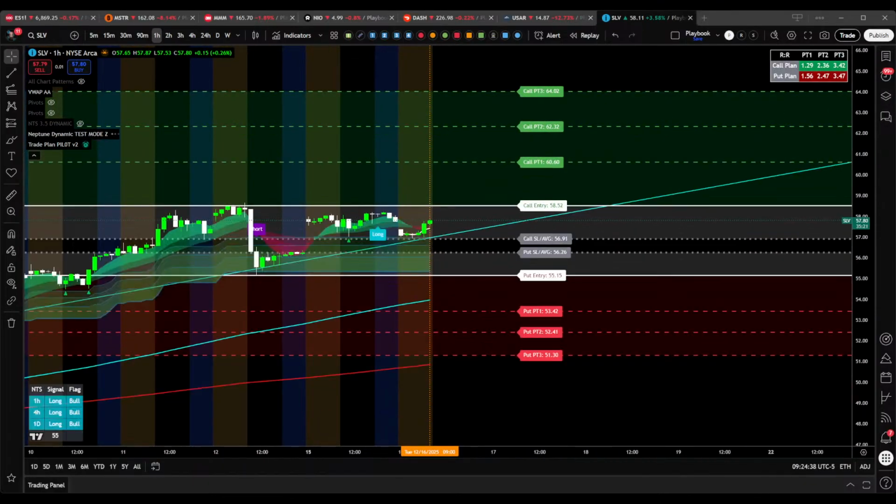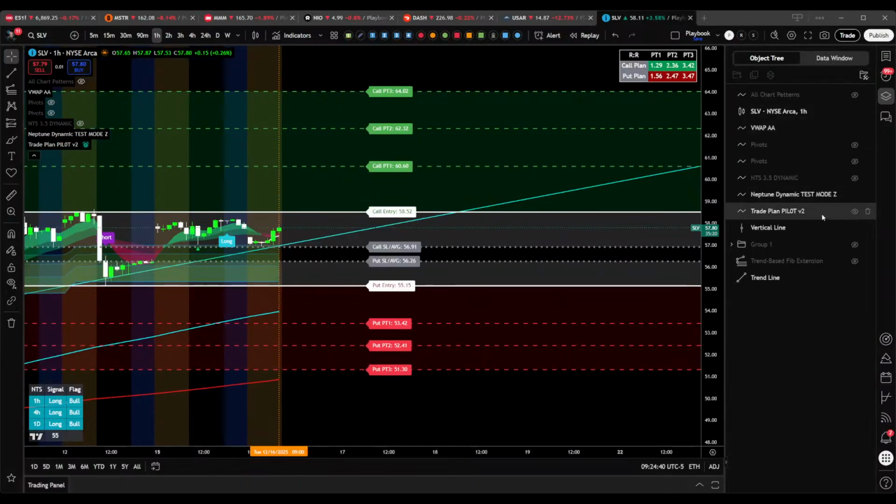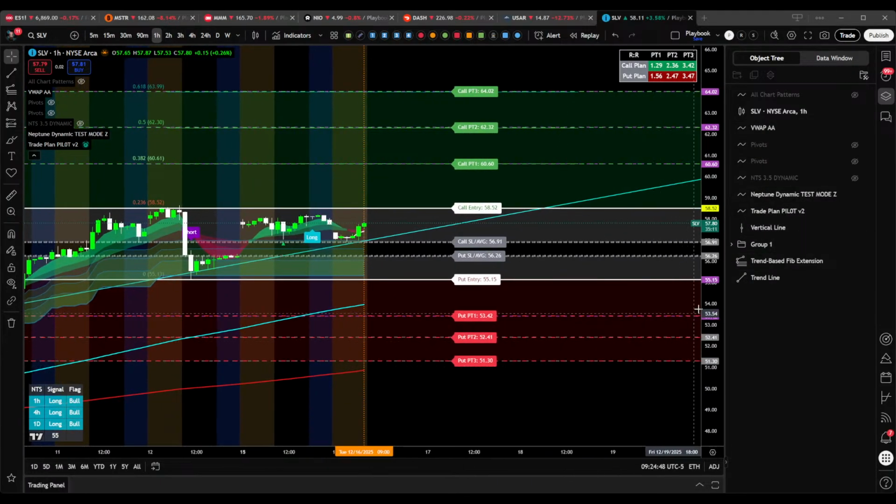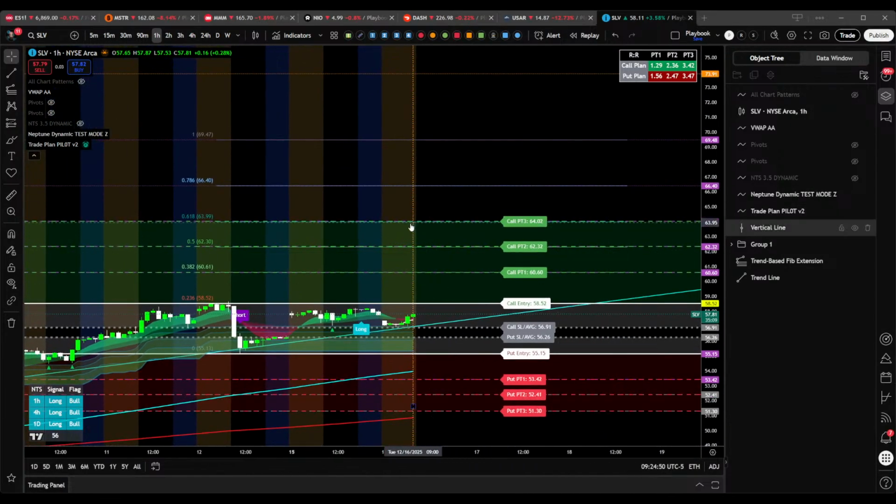We also did, wrong one, silver. And for silver, we did talk about these trend-based fib extensions. I'll talk about this really quick. Where is it? Right there. And let's turn these levels on as well just for a second. So I put out an educational post about this.